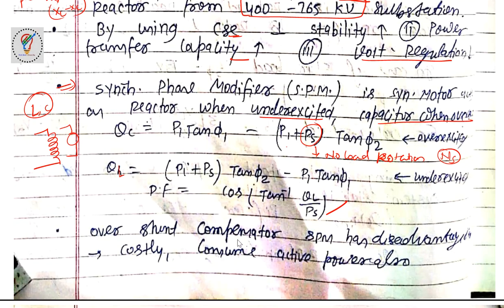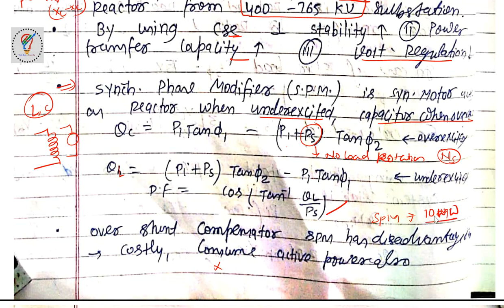Compared to the shunt compensator, the synchronous phase modifier has disadvantages. It is costly, and it consumes active power as well. So it has a drawback, and that is why we do not mostly use it. For example, in a substation, if you want to supply the reactive power using an SPM, synchronous phase modifier, it will take, for example, 10 megawatts of energy.